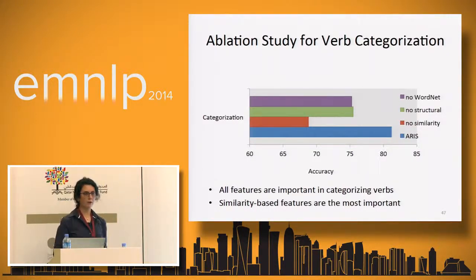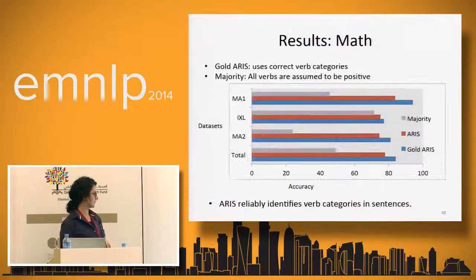We also performed an ablation study and wanted to study the effect of features in our classification task. As expected, removing the similarity-based features had the most effect. This red line shows the highest decrease in our performance, and also the other features play an important role.